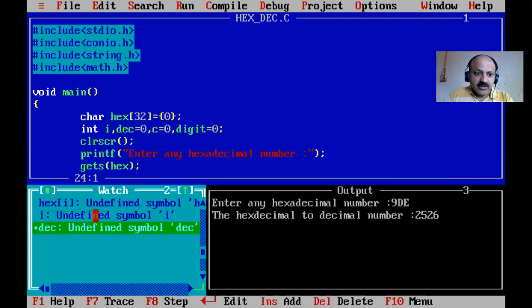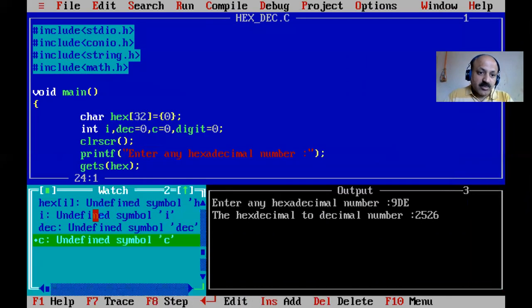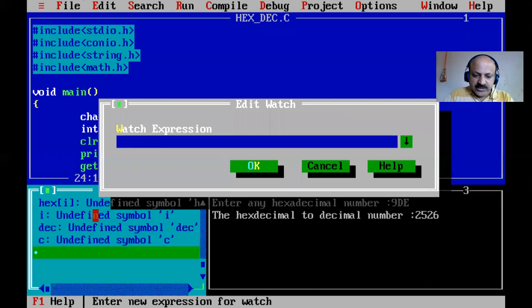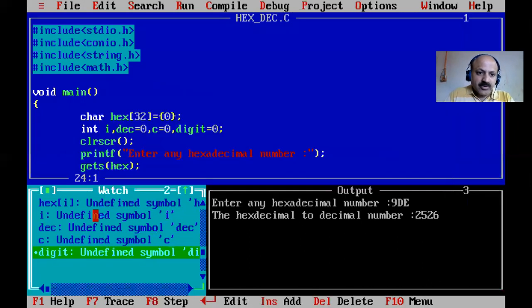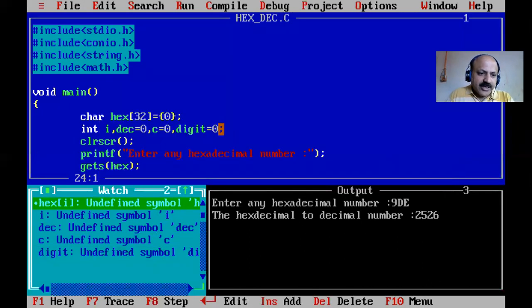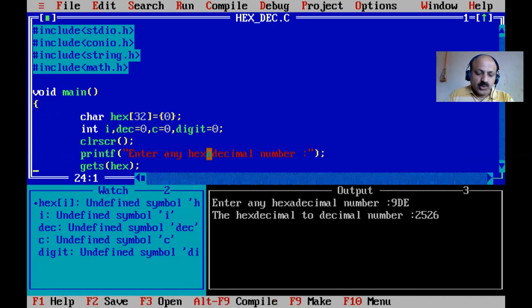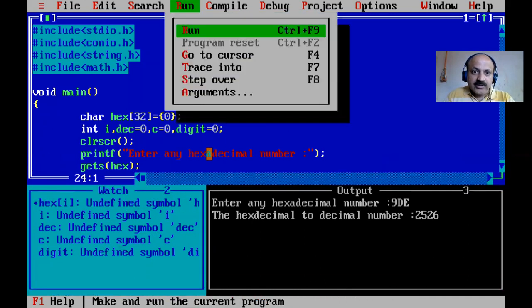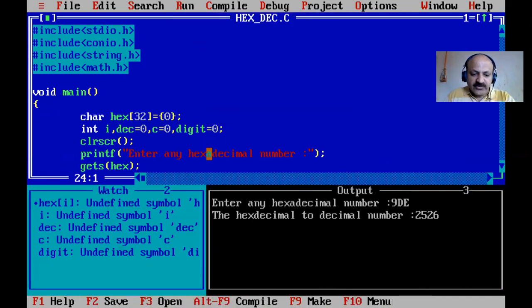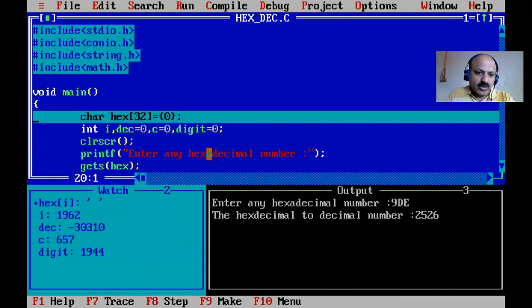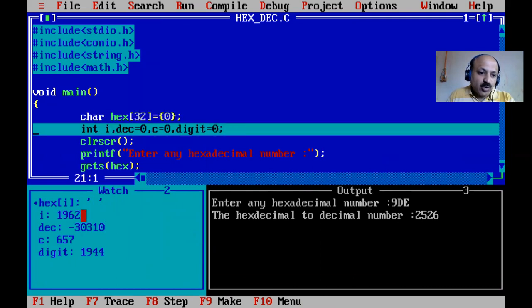Yes, then the decimal number, then the counter, meaning the power, and then the last one is a digit. So all of that is perfectly meaningful, and we have to use five variables. Now I can alter it, so we can trace into it by pressing the F7 function key. So our watch is started, and look, X is assigned 0.